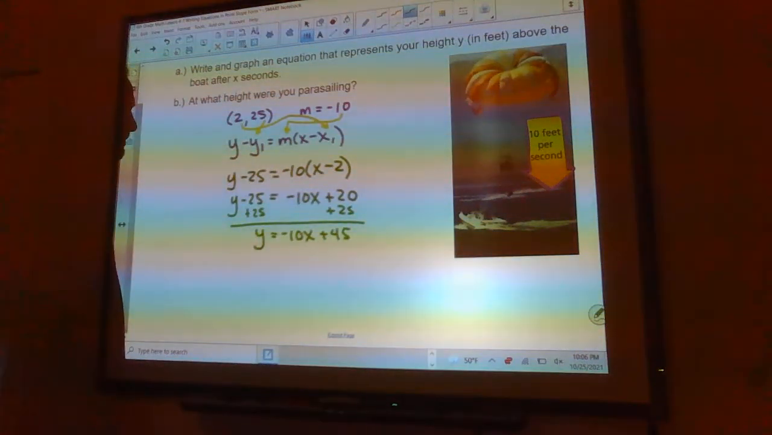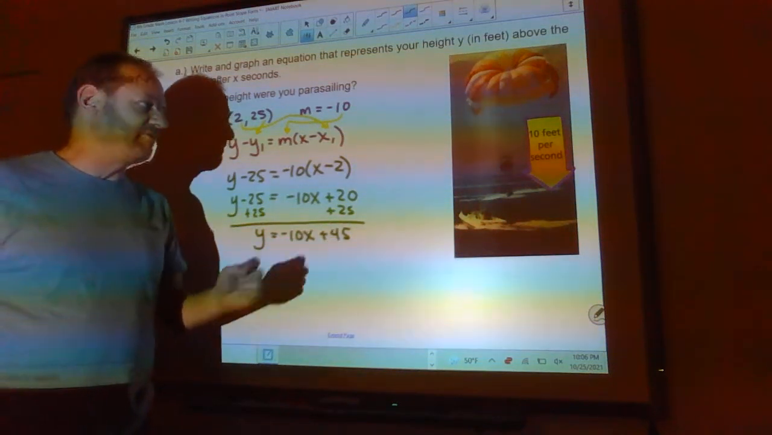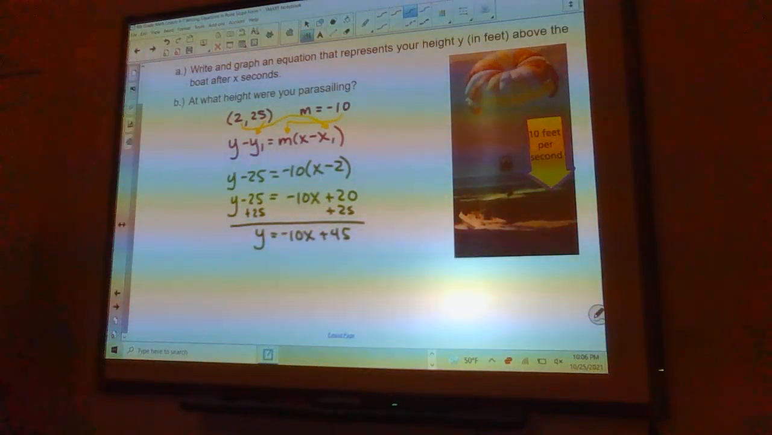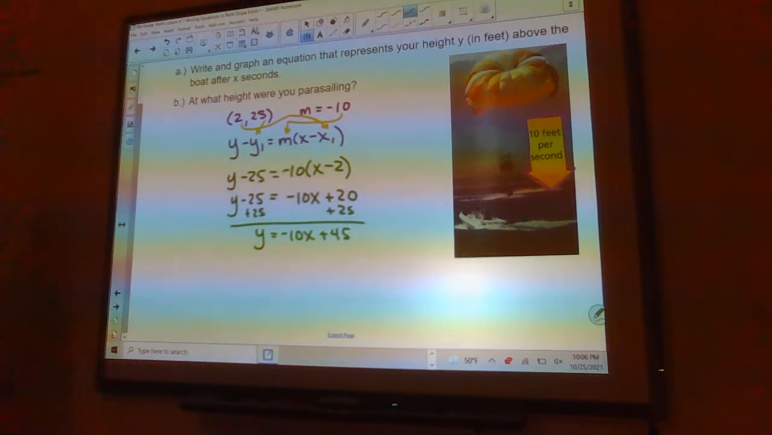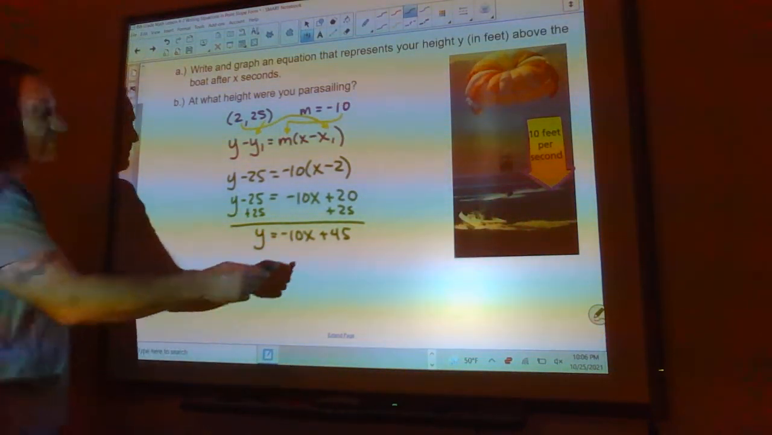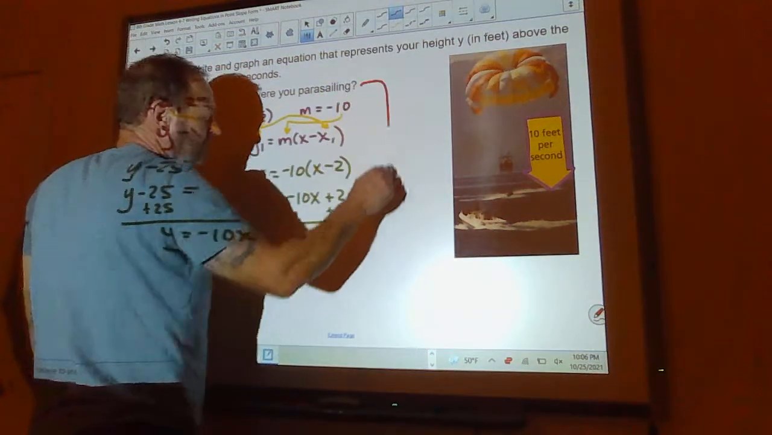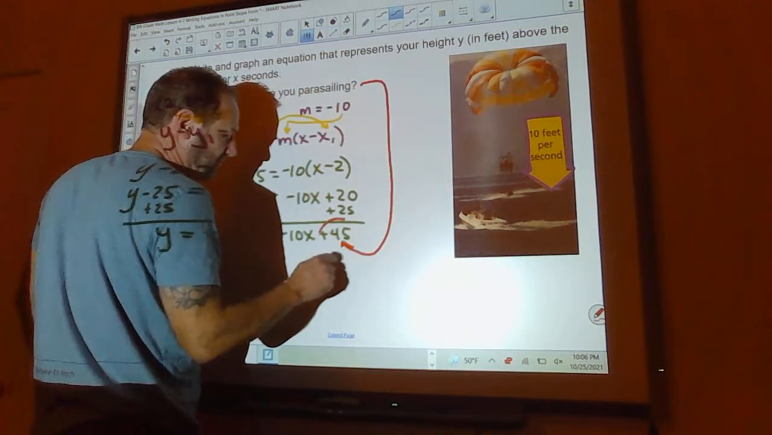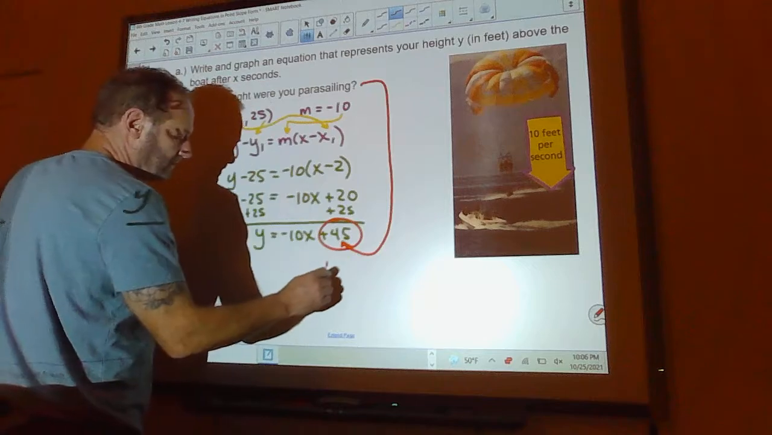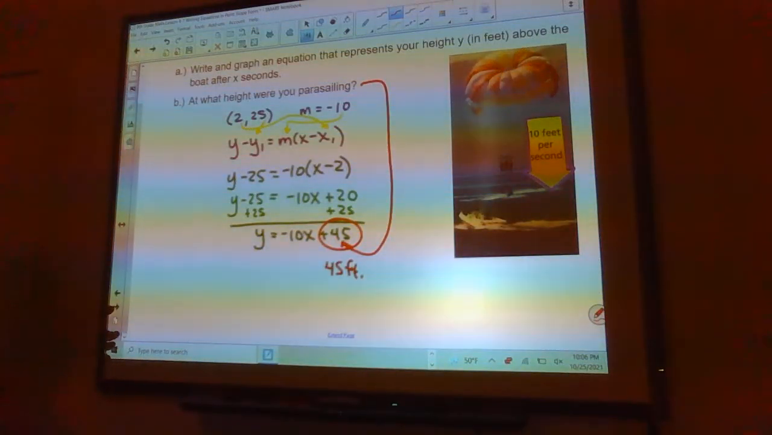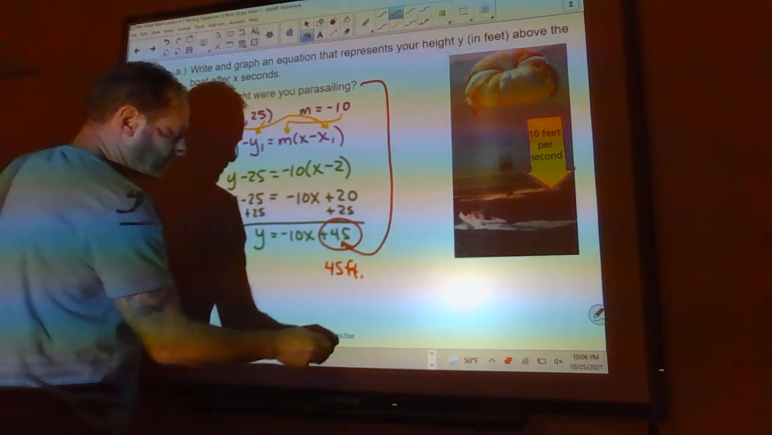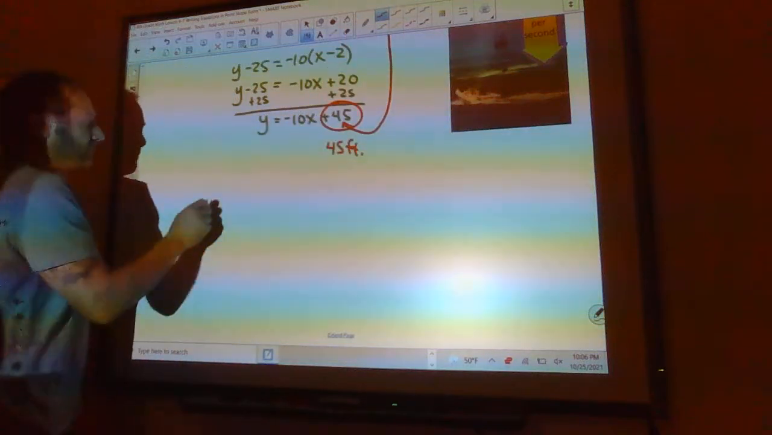Now what does that tell me? That tells me I was cruising at 45 feet while I was parasailing. And then when they pull me back in, I'm coming down at 10 feet per second. So this answers the B part right here. I was parasailing at 45 feet. The only thing I didn't do is I didn't graph it, which we can do because it's in slope-intercept form very simply.